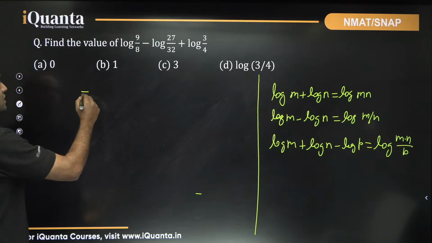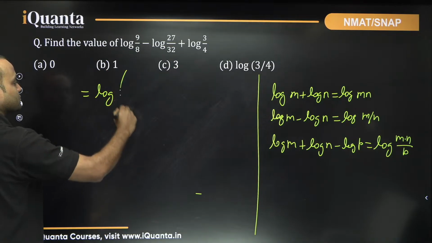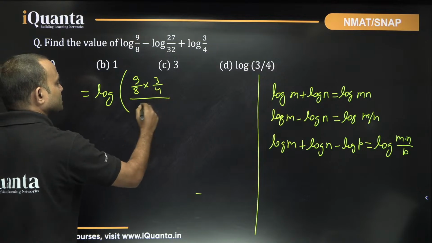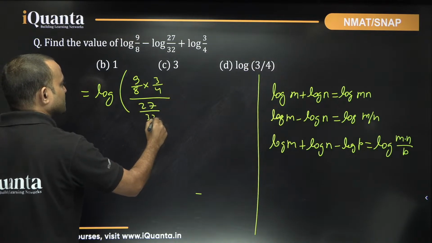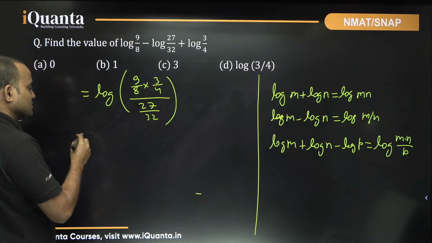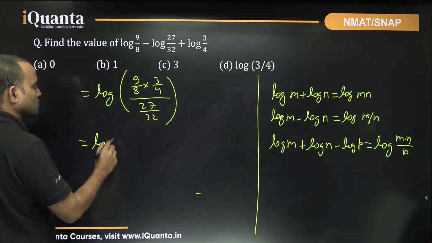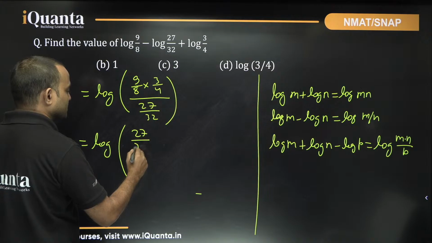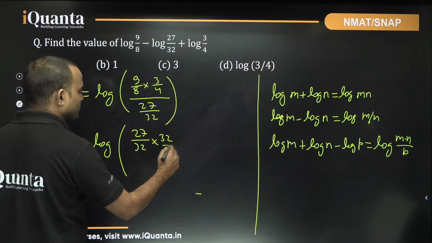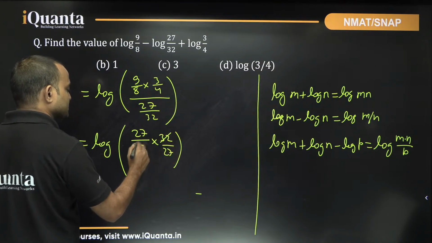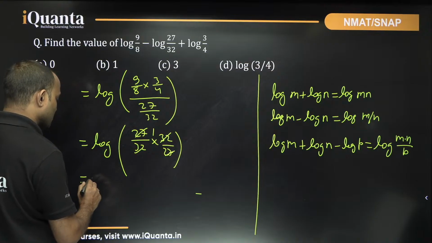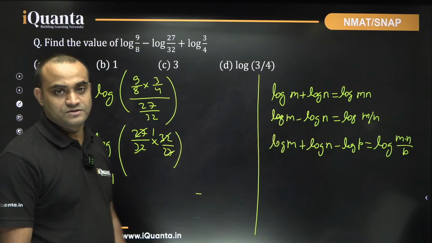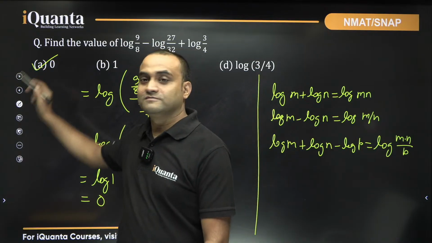This will be equal to log of 9 by 8 into 3 by 4 divided by 27 upon 32, right? This will be equal to log of 9 into 3, 27 upon 32, into 32 upon 27. So this is cancelled out. We get log 1. Log 1 of any base is equal to 0. So the answer is option A.